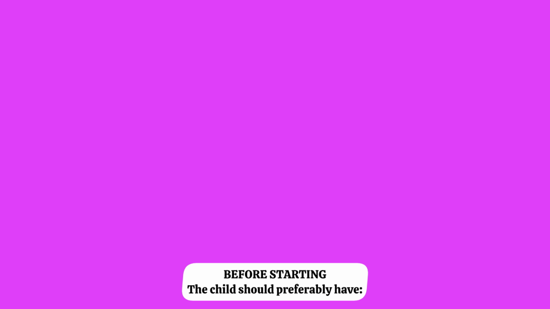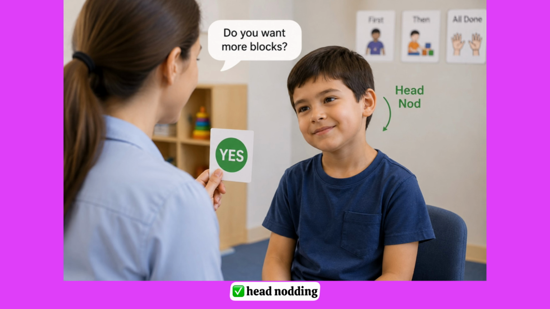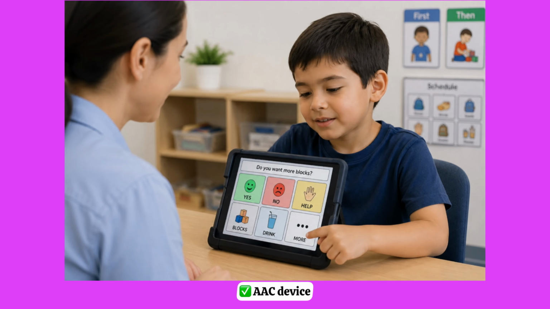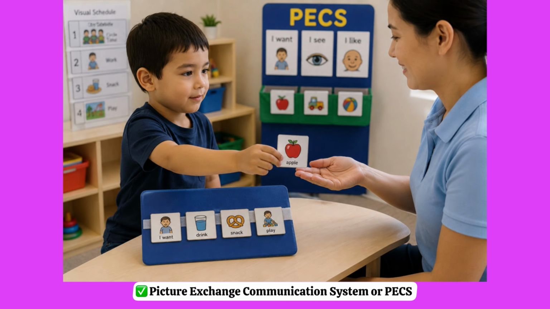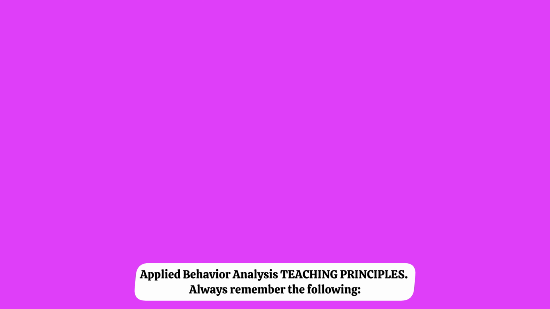Before starting, the child should preferably have basic attending skills, ability to imitate words or gestures, some receptive language, and motivation for preferred items. If the child is nonverbal, you can teach yes and no using head nodding, head shaking, an AAC device, or the Picture Exchange Communication System, or PECS.